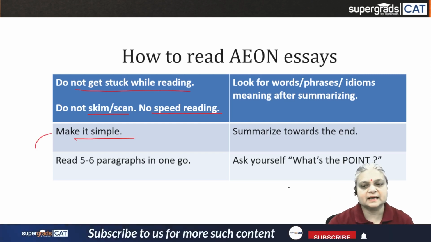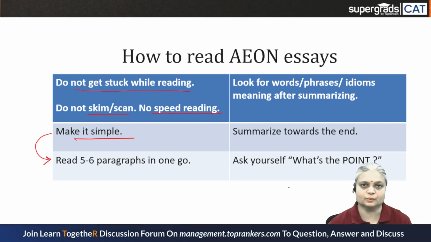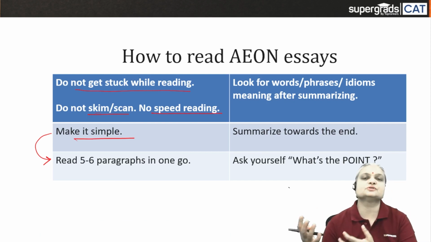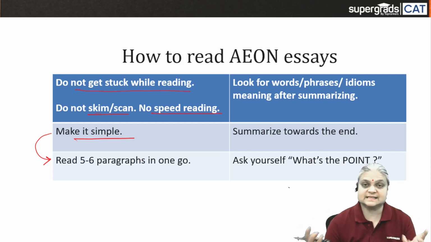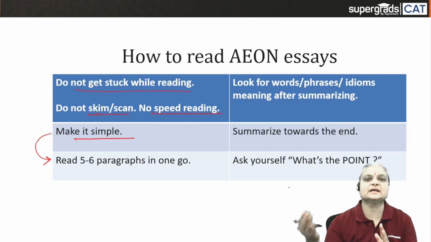Make it simple also means that you should not read for more than 5 to 6 paragraphs in one go. Because your reading is still raw, obviously you will not be very much interested in those technical essays of Aeon. So my suggestion is that read 5 to 6 paragraphs in one go, understand the context, take a break, then come back and then you can continue.